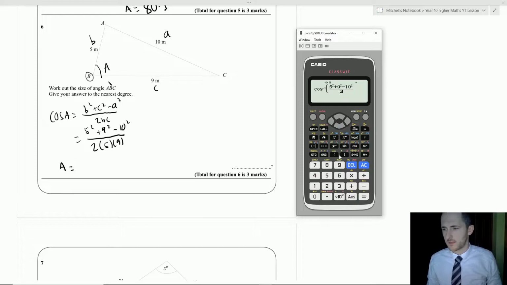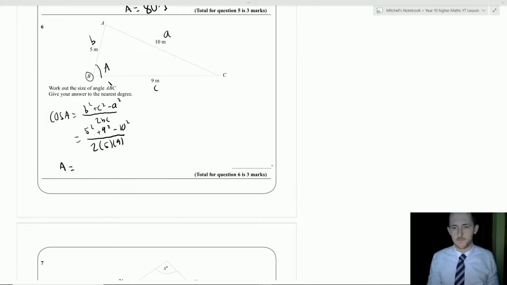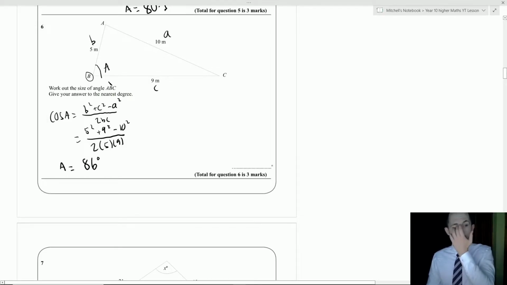2, 5, 9. Close bracket. So I'm just going to show you that it does work if you do the whole thing in one step. 86, and it's to the nearest degree. So that's just 86 degrees. And that's it. That's 3 marks.